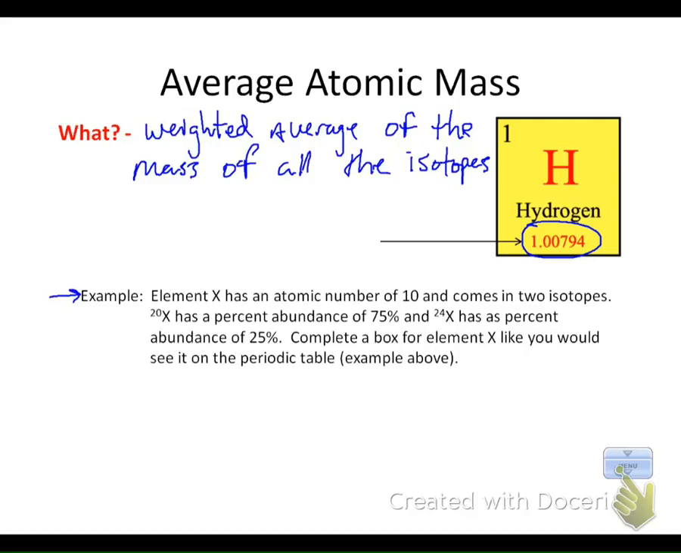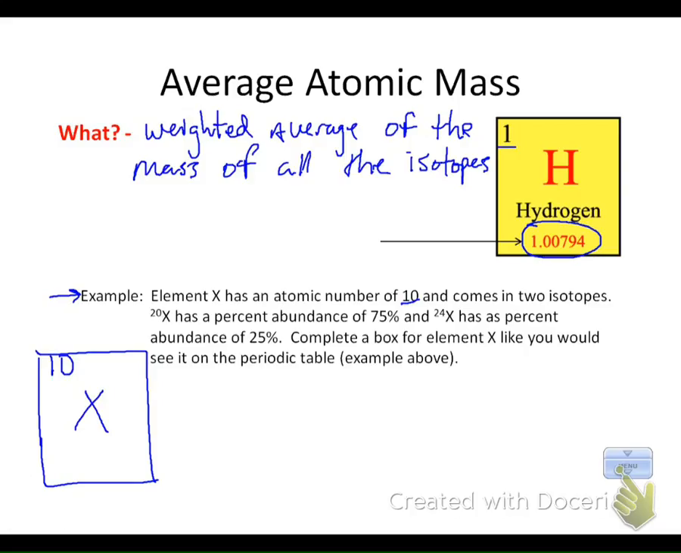Element X has an atomic number of 10 and comes in 2 isotopes. X20 has a percent abundance of 75%, and X24 has a percent abundance of 25%. Complete a box for element X like you would see it on the periodic table. Okay, so let's draw a box. We need an element symbol in the middle, so this is element X. The periodic table needs an atomic number. We're told that it's 10, so let's put it in a similar location. If you centered it, that's fine.